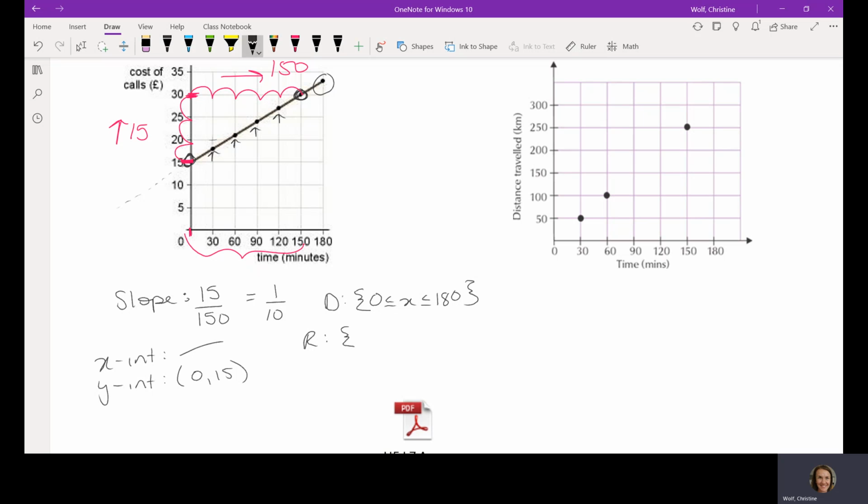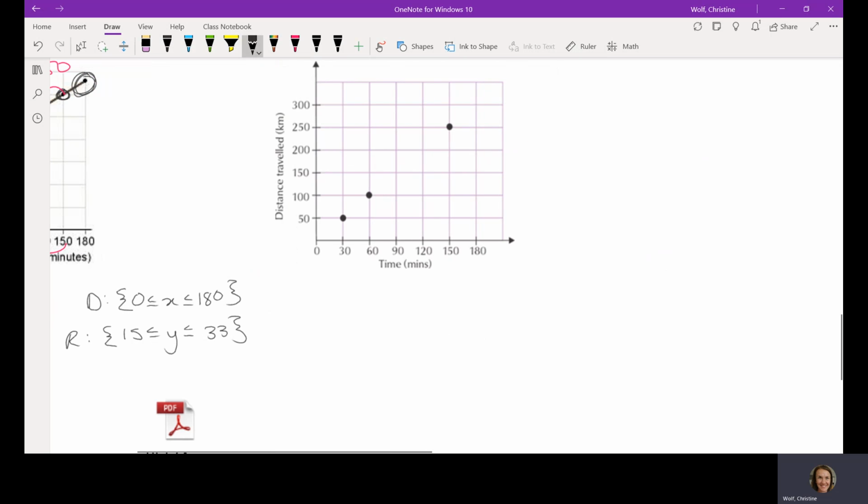Range, how high, how low. So my lowest y value on the y-axis there is 15. And my highest y value is that guy. We have to estimate. So it's in between 30 and 35. I'm going to say that's about 33. y lives in between those two values.